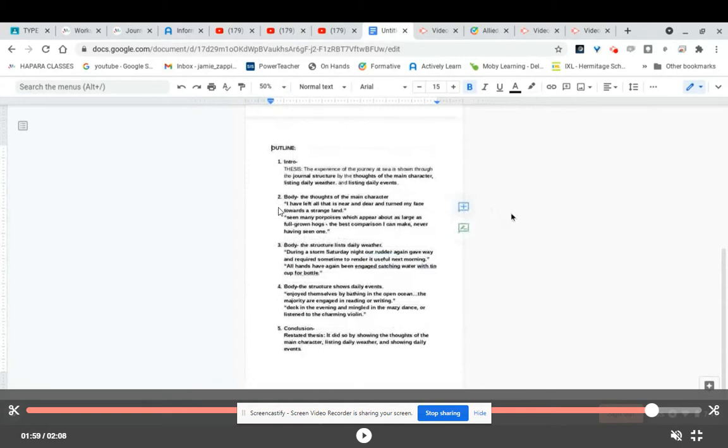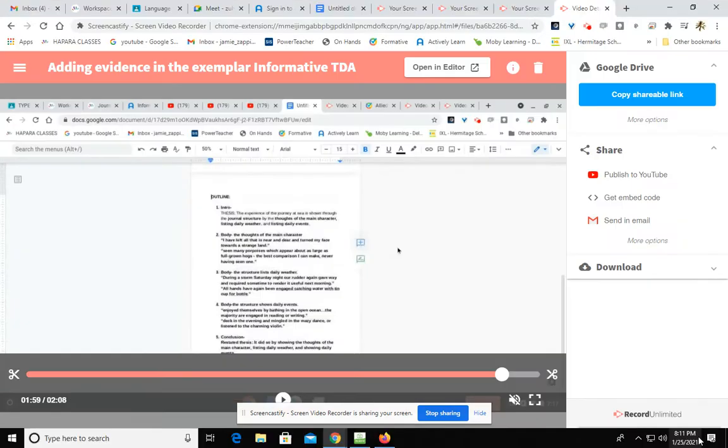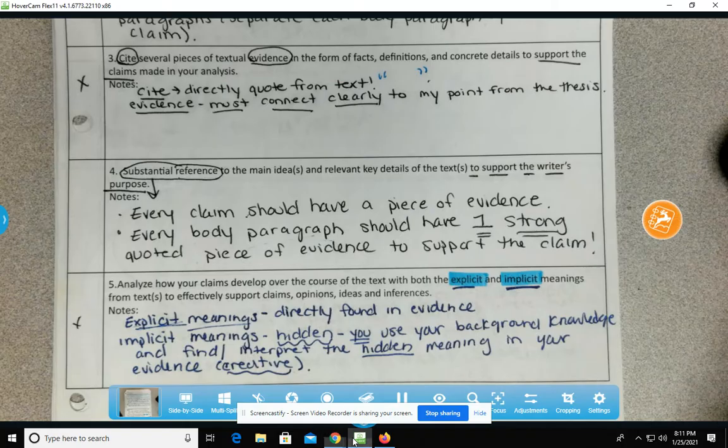Notice this author, they were not weak in their evidence. They were substantial. They actually have 2 evidences per body paragraph that they read over to make sure that it matched nicely with their claim, that connected nicely with their thesis statement, and then they had this outline ready to go to start being able to structure their body paragraphs, which is a great step and which is the step we are currently on. So that brings us to today.